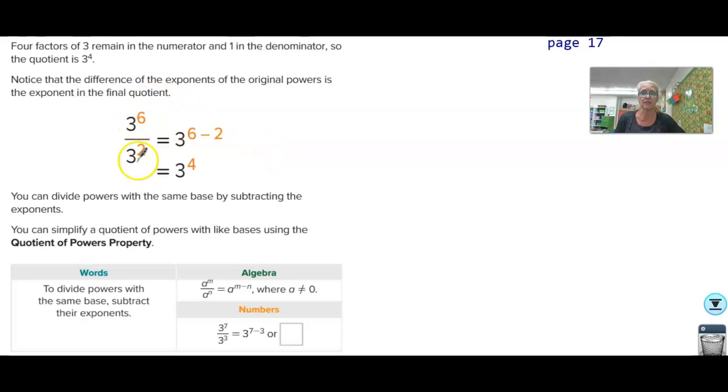If you have 3 to the 6th over 3 to the 2nd, you subtract the top exponent minus the bottom exponent. And that would give you 3 to the 6 minus 2, which is 3 to the 4th. You could also use this for algebra terms. This is the algebra explanation of it. We'll do examples, so you'll get to see how that works. Down here, we have 3 to the 7th over 3 to the 3rd, which is 3 to the 7 minus 3, or 3 to the 4th. Always remember top exponent minus the bottom exponent.